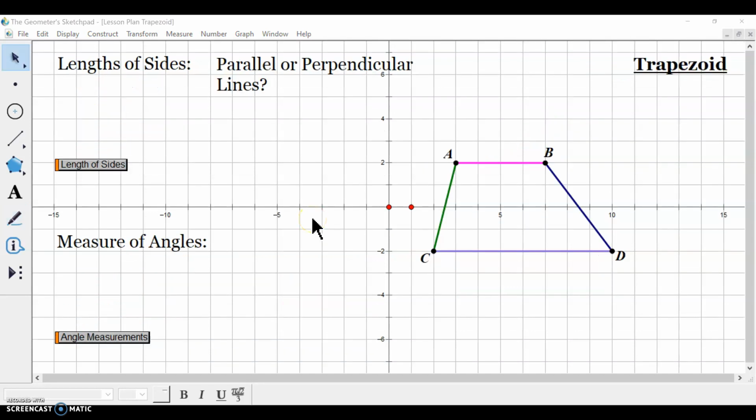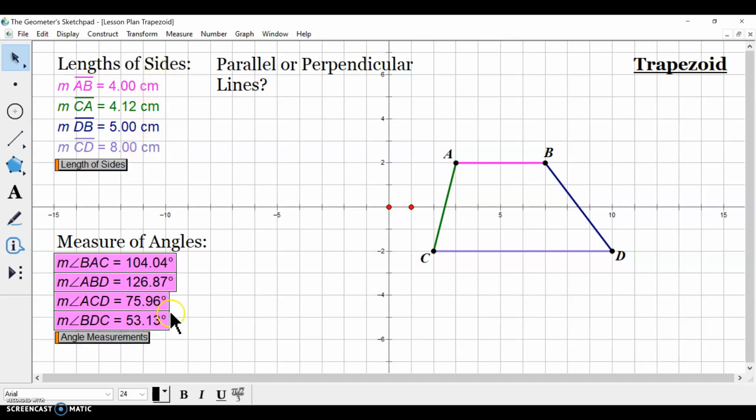Next, we are going to be looking at a trapezoid. So first, let's measure the lengths of the sides. For this trapezoid, none of the sides are equal, and neither are any of the angles. However, we can see that side AB and side CD are parallel lines. So we can say one set of parallel lines.